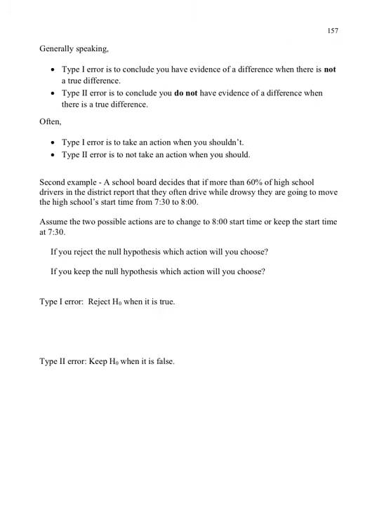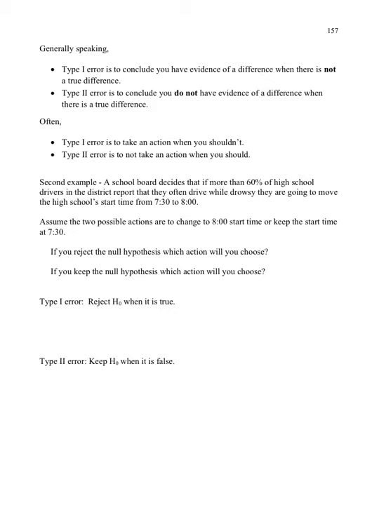Generally speaking, type 1 error is to conclude you have a difference when there's not a true difference. Type 2 error is to conclude you do not have evidence of a difference when there is a true difference. Often type 1 error is to take an action when you shouldn't, and type 2 error is not to take an action when you should. I say often because there are some exceptions to this rule. An example would be quality control testing.